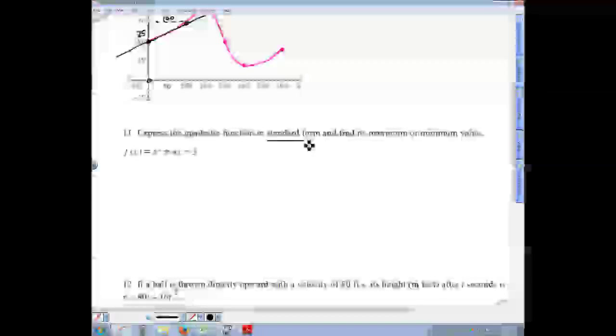Express the quadratic function in standard form. Remember, another word for standard form, some textbooks call it vertex form. And find either its maximum or its minimum. Now we can decide that right now. This is a parabola, f of x equals x squared plus 4x minus 3. And since the leading coefficient is positive 1, the parabola is facing up, which means its vertex is at the bottom. So we know it's going to have a minimum value of some sort.